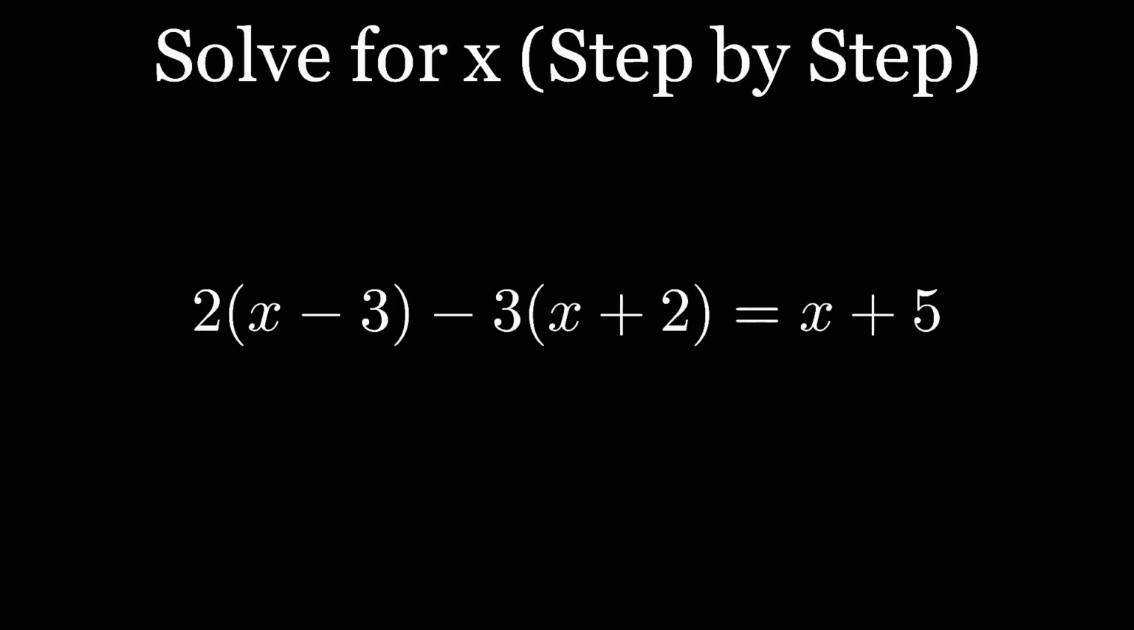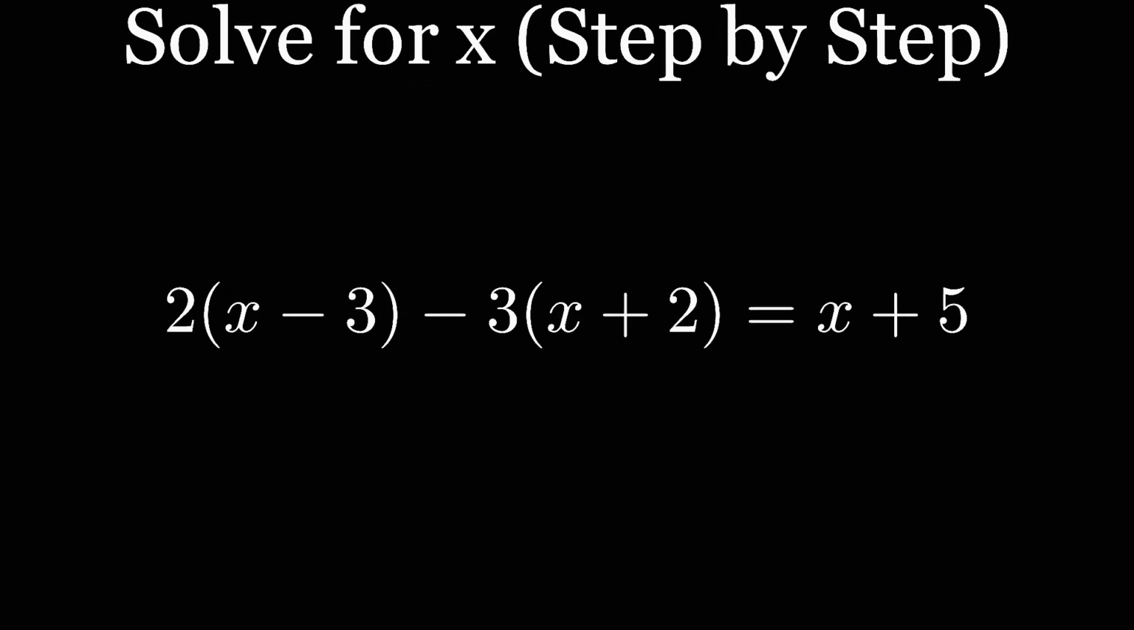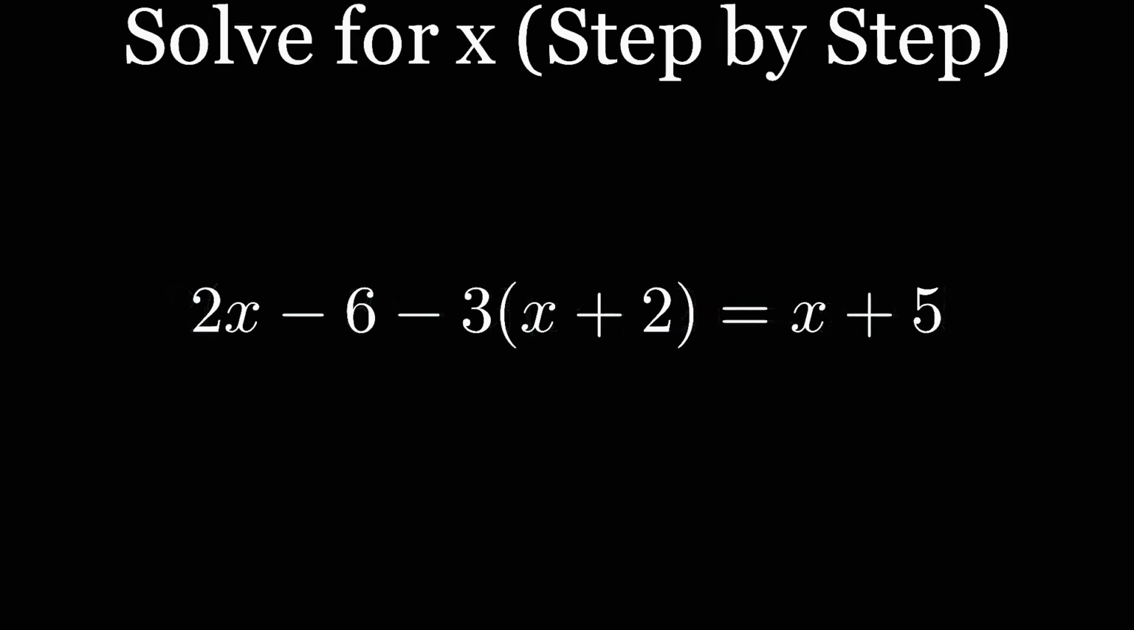First, we expand the first bracket. 2 multiplied by x gives 2x, and 2 multiplied by minus 3 gives minus 6. So the equation becomes 2x minus 6 minus 3 times open bracket x plus 2, equals x plus 5.